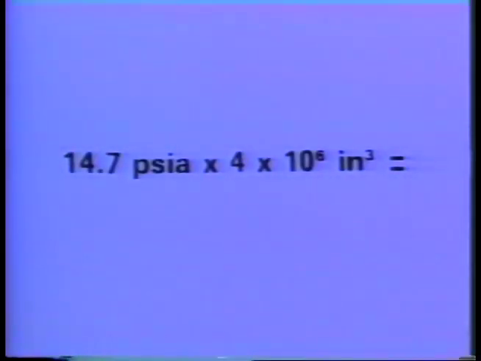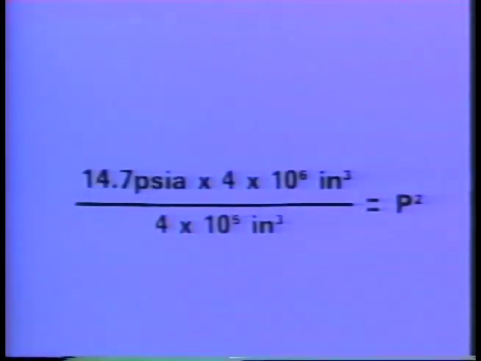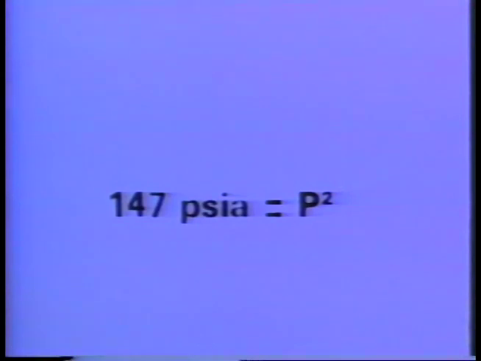14.7 psia times 4 times 10 to the 6th cubic inches equals P2 times 4 times 10 to the 5th cubic inches. Next, we divide both sides of the equation by 4 times 10 to the 5th cubic inches. We get 14.7 psia times 4 times 10 to the 6th cubic inches divided by 4 times 10 to the 5th cubic inches equals P2. And doing the math, we find P2 equals 147 psia.